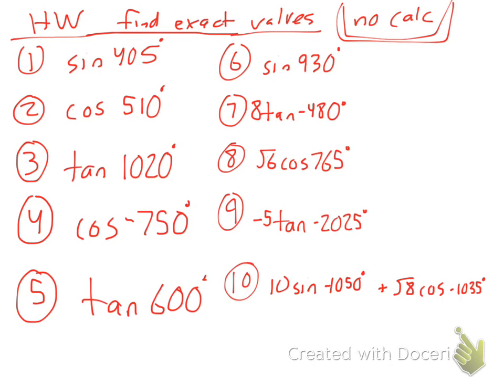I am not doing separate find coterminal angles on this one, because you have to find coterminal angles to do this problem. So I would like you guys to do these 10. And watch out for number 10, because not only do you have coefficients in front of something that you have to find coterminal angles of, both of them, at the end, you have to put them together through addition. So get a common denominator.